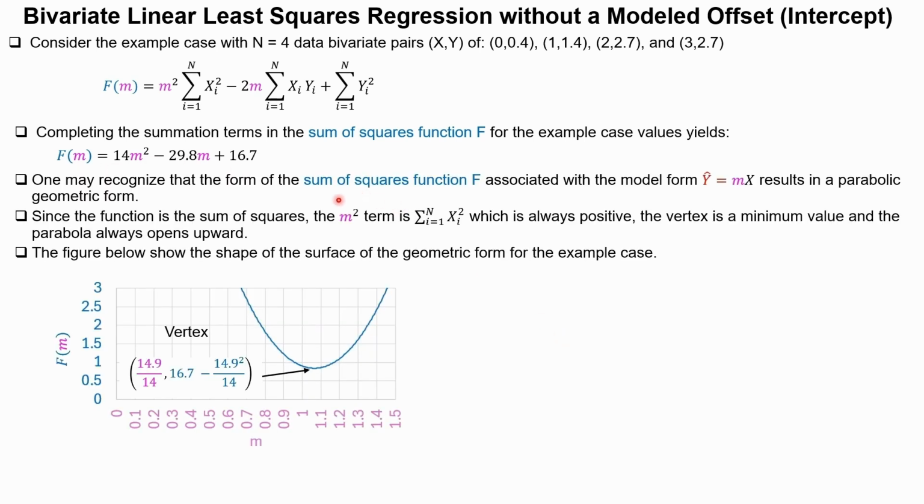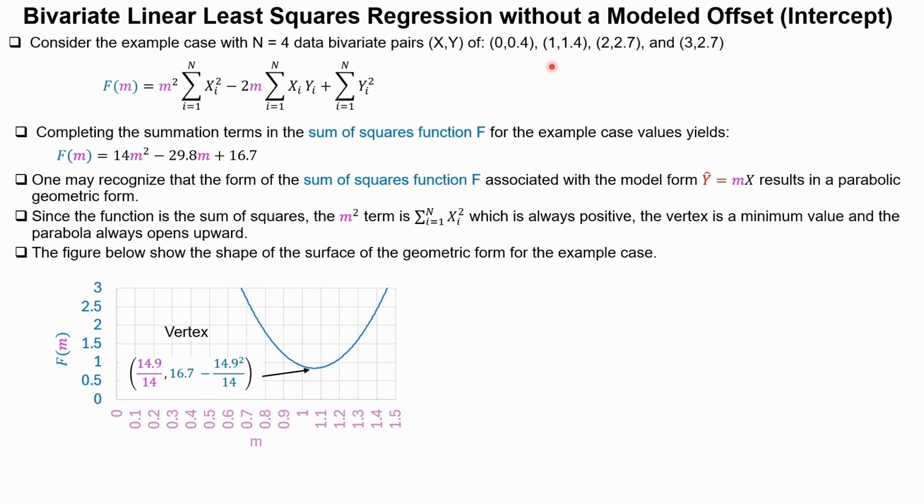One can recognize that this sum of squares function f with the associated model equation form is a second-order equation of the function of m and represents a parabolic relationship. And we see that the coefficient of the second-order m squared term is a sum of the independent variable squared, which is always positive. We know the vertex will be a minimum and the parabola always opens upward.